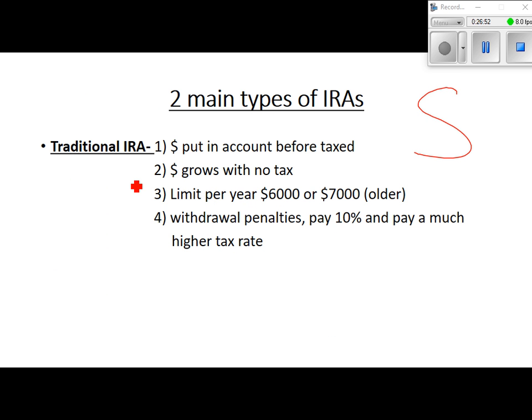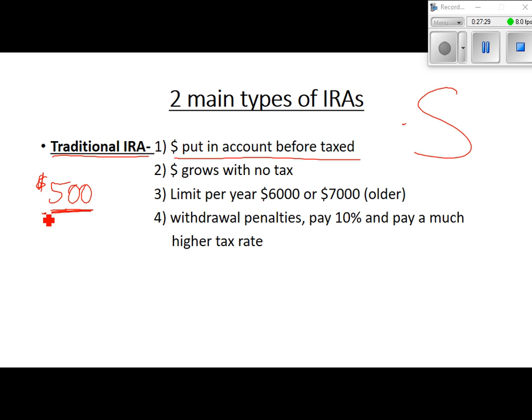Two main types of IRAs. Again, make sure you write down your letter here. There's a traditional IRA, that's the first one. In a traditional IRA, the main thing is you put money into the account before it's taxed. So if I tell them I want to put $500 out of my check each time into a traditional IRA, there's no tax paid on that $500. It goes directly into the account. The money grows, and you don't get taxed on that money that you're putting in.